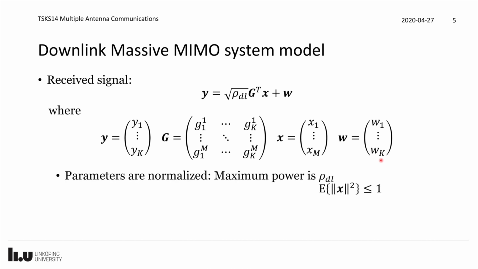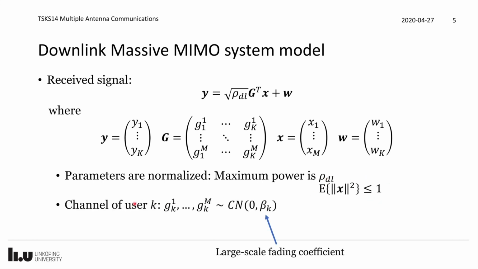We have parameters that are normalized here to keep it simple. The maximum power that the transmitting base station can use is rho downlink. We make sure that it is not transmitting with more power than that by saying that x should have a norm which on the average is smaller or equal to 1. This expectation describes that when we are modulating our information signal, we are allowed to vary the power around the mean value that makes sure that it's equal to 1.